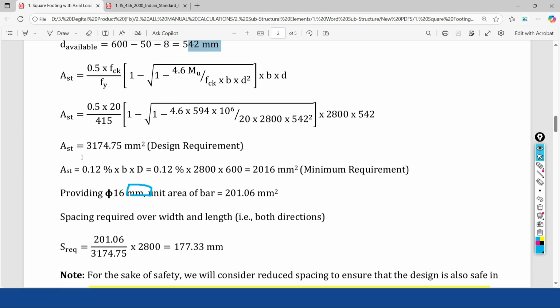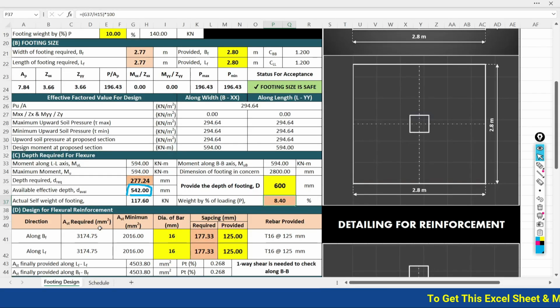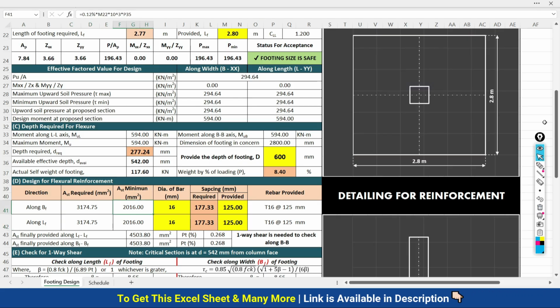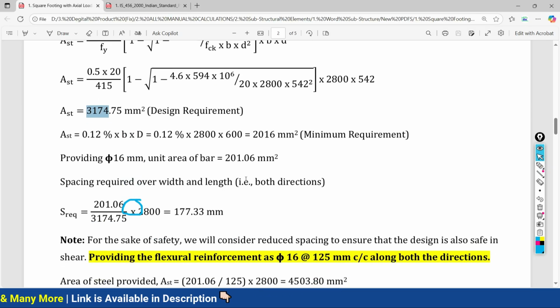Now what is the area of the reinforcement required in both directions? 3174. Here also the sheet is calculating in both directions 3174 point something, and the minimum area of reinforcement required is 2016. And in our manual calculation we also calculated the same thing, 2016, and spacing required 177.